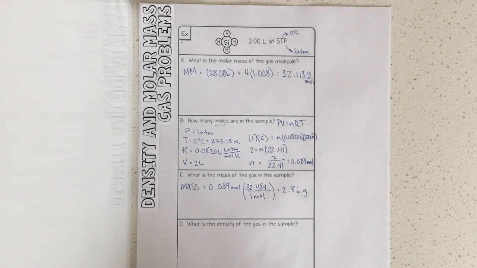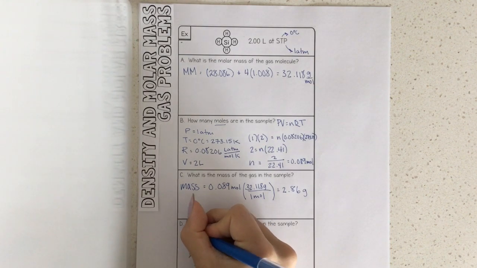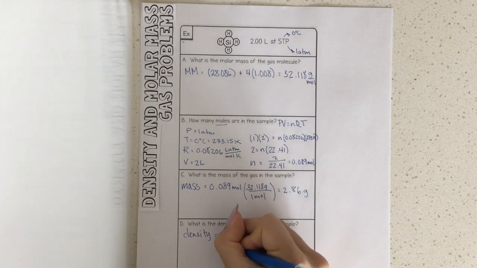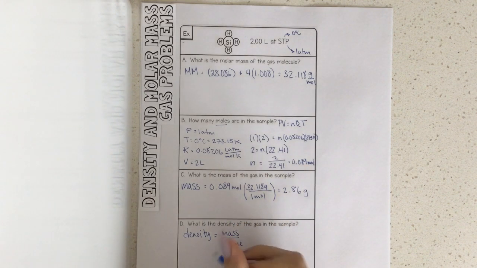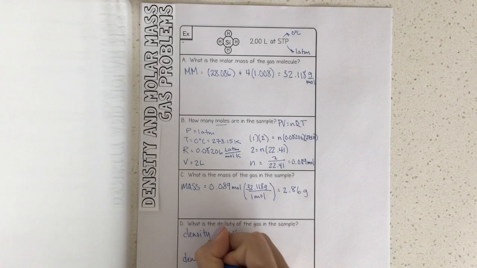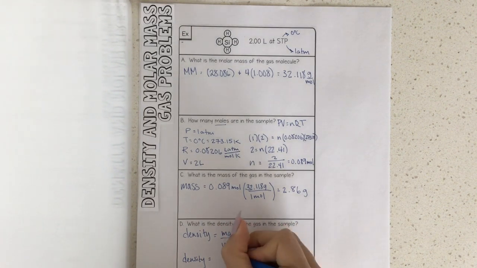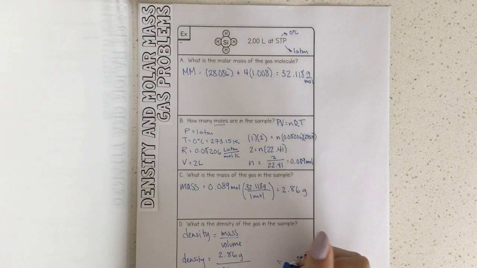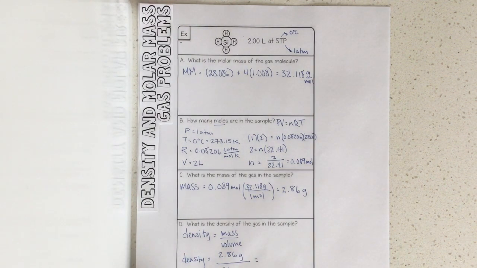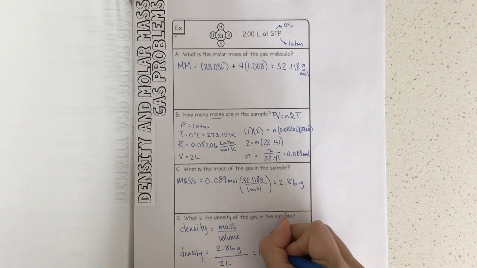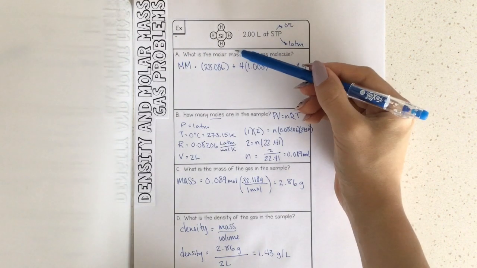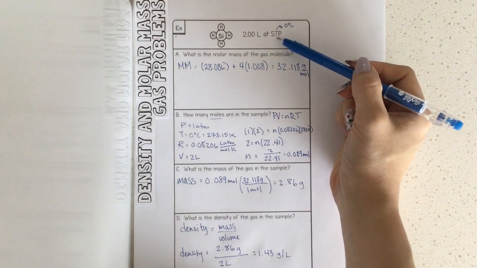Now for the density of the gas in the sample. Density is equal to mass divided by volume. There we have it. The density of silane when we have 2 liters of it at standard temperature and pressure.